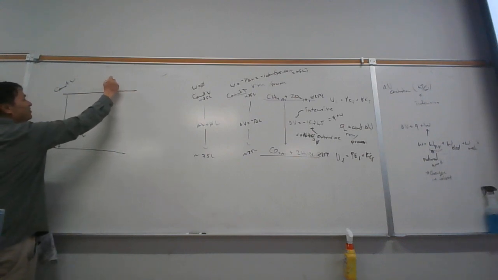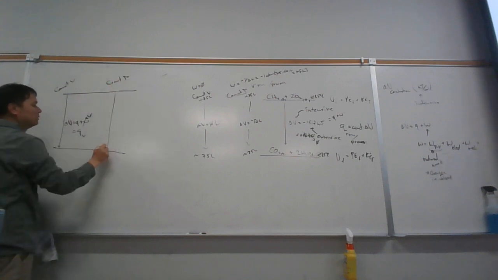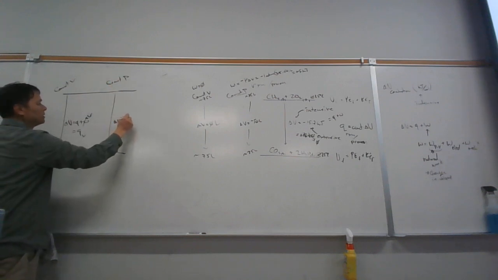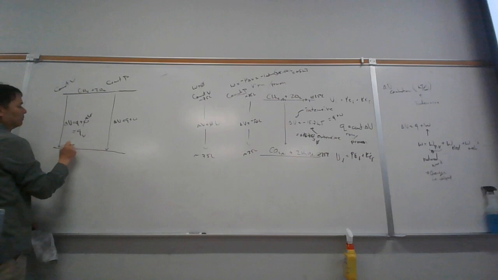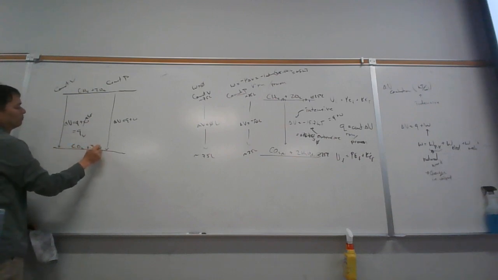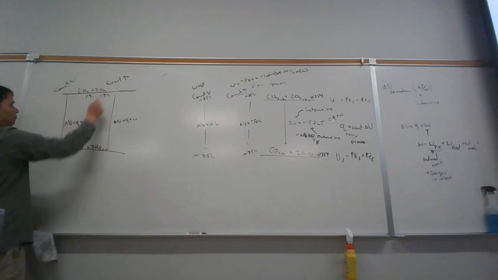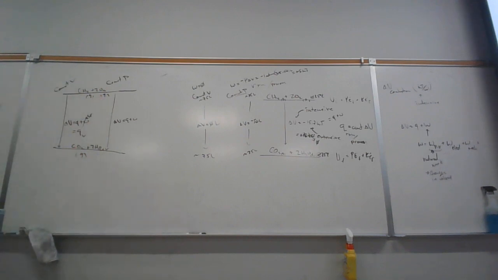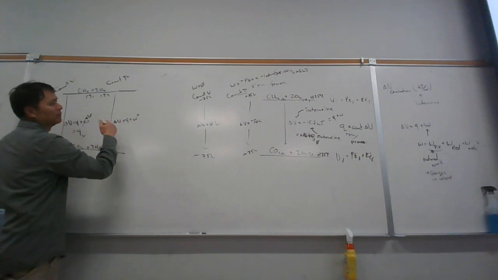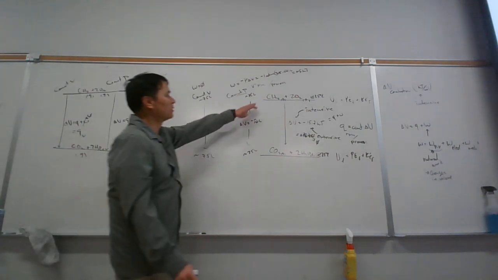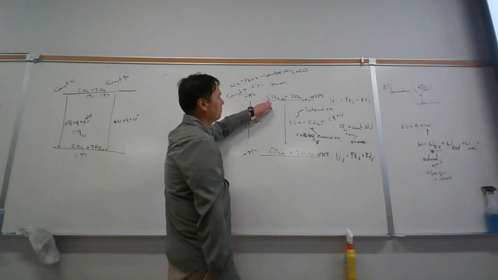If we do this under constant pressure conditions, delta U is equal to Q plus W. This is for methane. If we do this under constant pressure conditions, then W is not zero. In this case, W depends on how many moles. In this case, I burned 1 mole of methane.